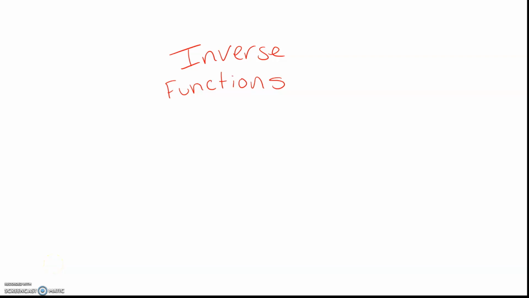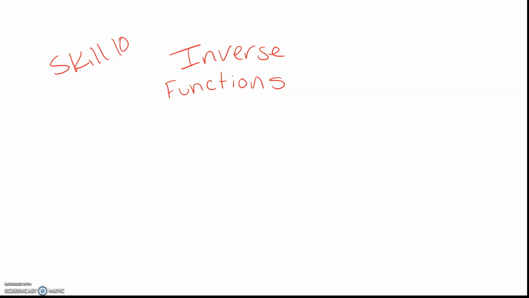Today we are going to go over inverse functions. This is Skill 10. And I think what we're going to talk about is the concept of swapping our x's and y's and solving for them.